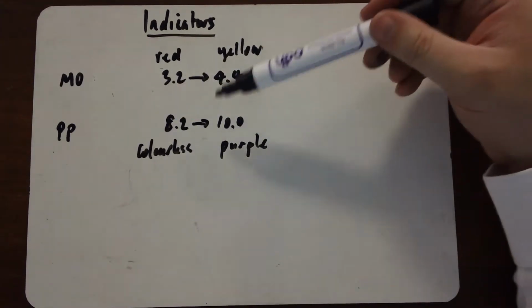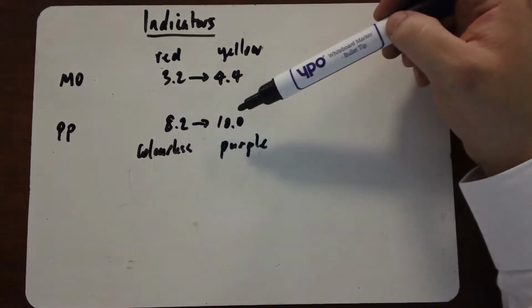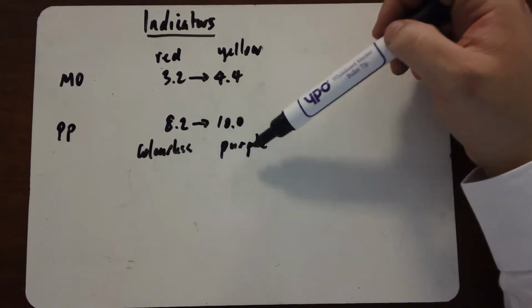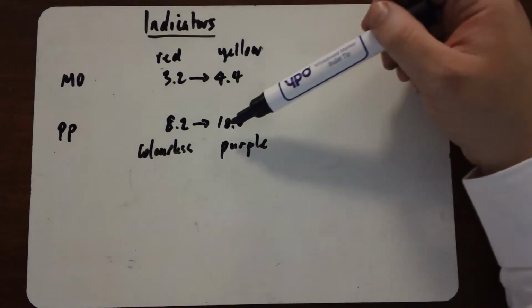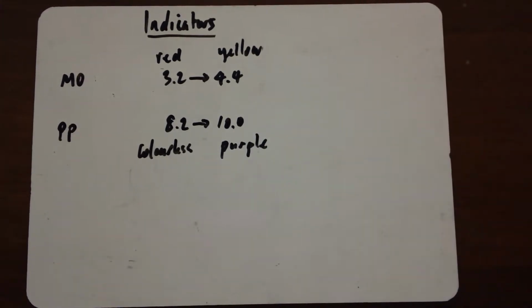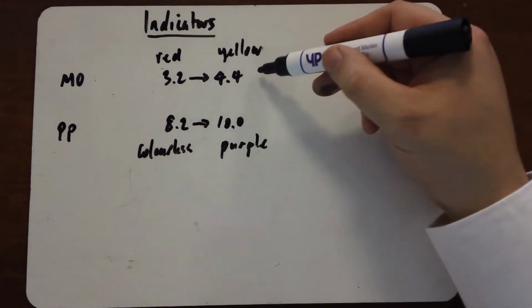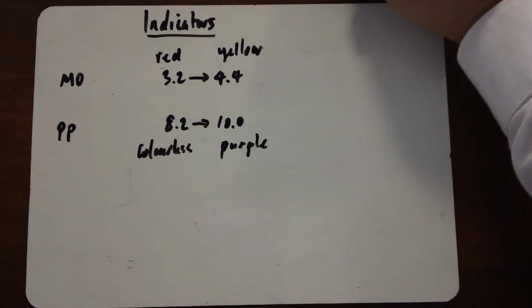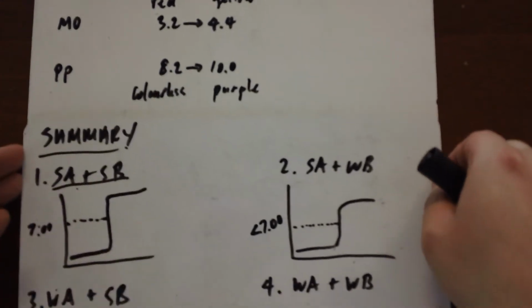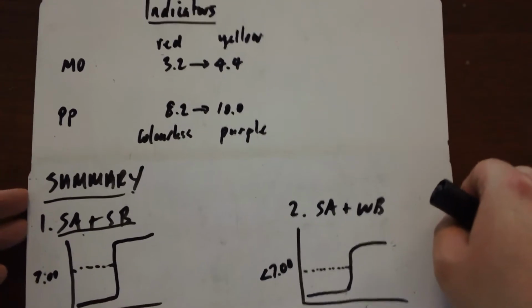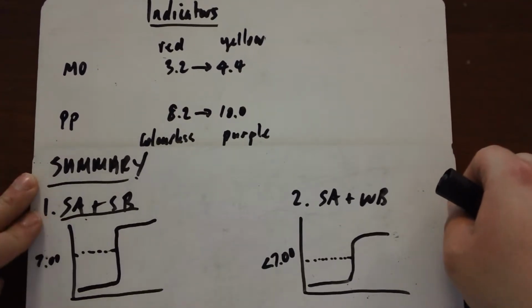Phenolphthalein, on the other hand, will remain colourless up to 8.2 and will change colour to purple between 8.2 to 10 and remain purple above 10. What we need to do when picking an indicator is pick an indicator whose range falls at the point of the equivalence point.